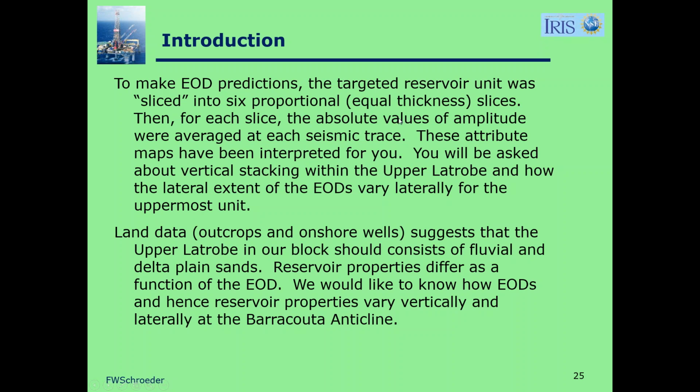Each of these slabs will have an equal thickness. We'll look at each of the slabs and we'll look at an attribute that's the absolute value of the amplitude. And then we'll see what sort of aerial distribution this seismic attribute has. From our land data, our outcrops and our wells, we're expecting that our block should have fluvial and delta plain sands. It may get into delta front sands.